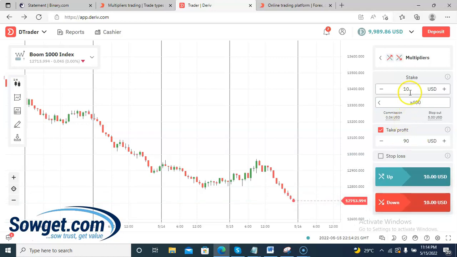So what this means is that if the market goes against me, the maximum I can lose is the $10 I'm staking. But if this goes in my direction, the maximum I can make is unlimited as long as I am still in that trade. So even if I don't close the trade, because I use multiplier, I can keep on riding it if the market continues to go in my favor.